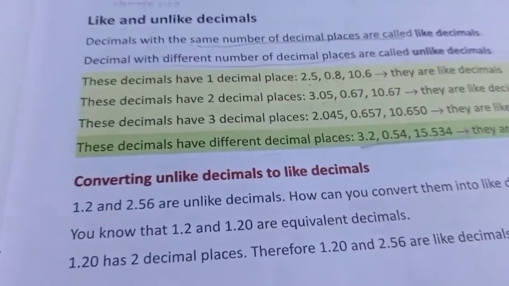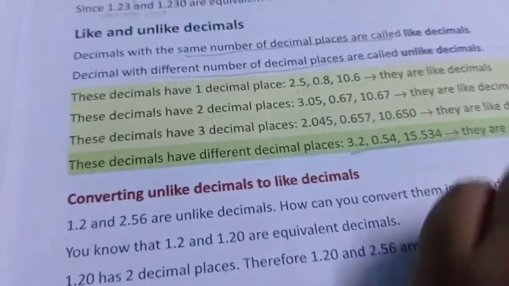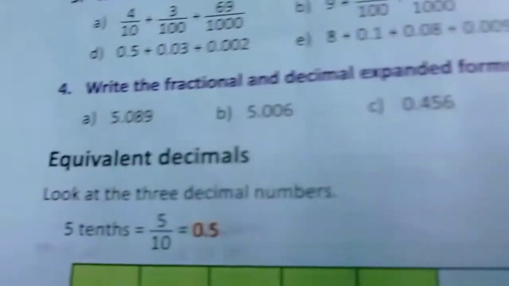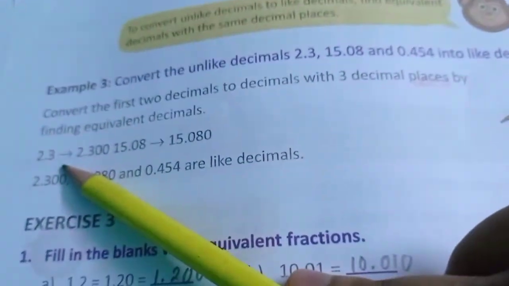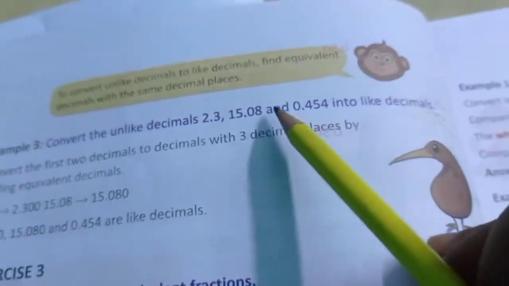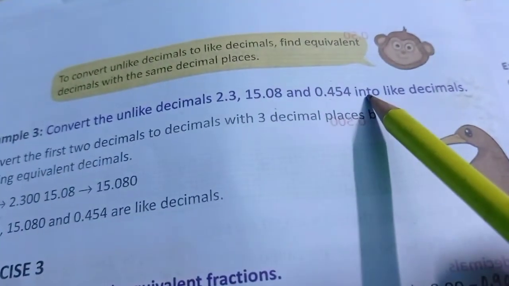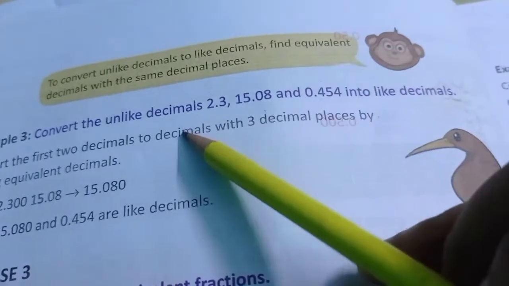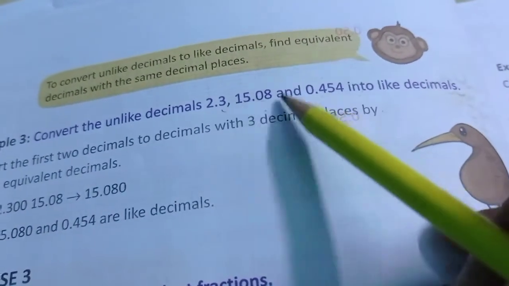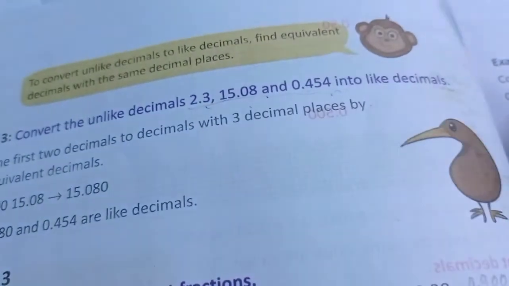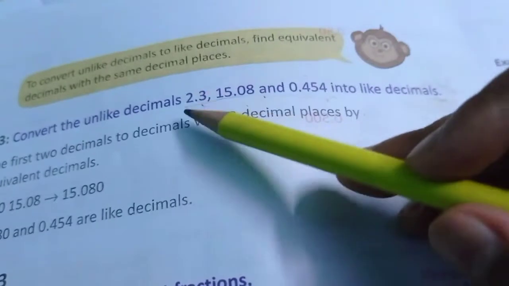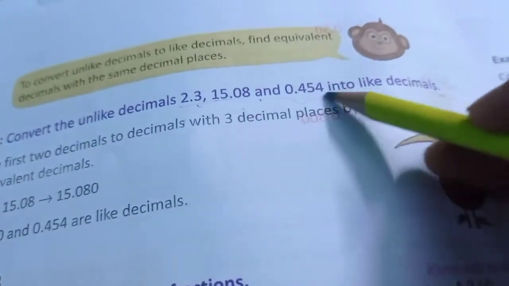So how will you convert an unlike decimal to like decimal? Simple, you put zeros, you make it equivalent. You put zeros because after any decimal number, if you put zeros, the value will be the same. So like this, if you see 2.3, 15.08, 0.54, 5454 is given. So this is one decimal place, this is two decimal place, this is three decimal. How will you convert that one? This is an unlike decimal, right? So you need to convert that one in like decimal. So you need to see the highest one.